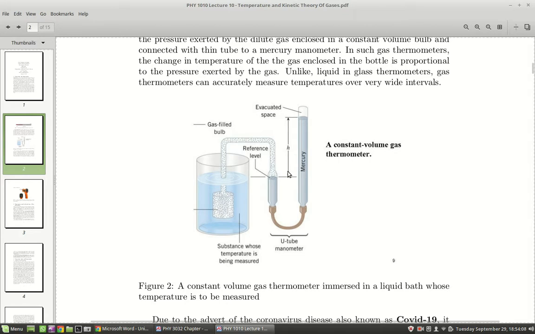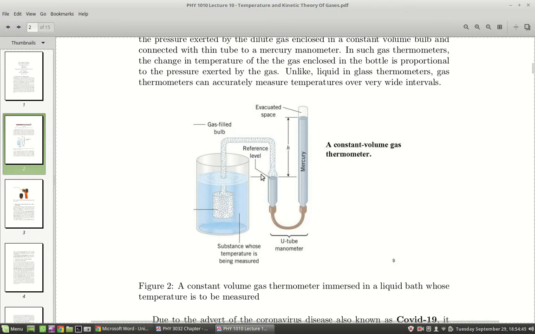This difference in heights in these columns can be translated into pressure using the formula pressure equals rho g h, where rho is the density of the mercury, g is the acceleration due to gravity, and h is the height of the column. So basically, we can translate the pressure of the gas into a value of temperature, and that is the basis of a gas thermometer.